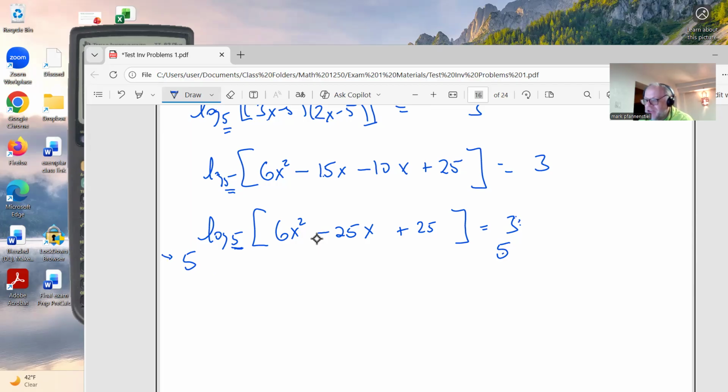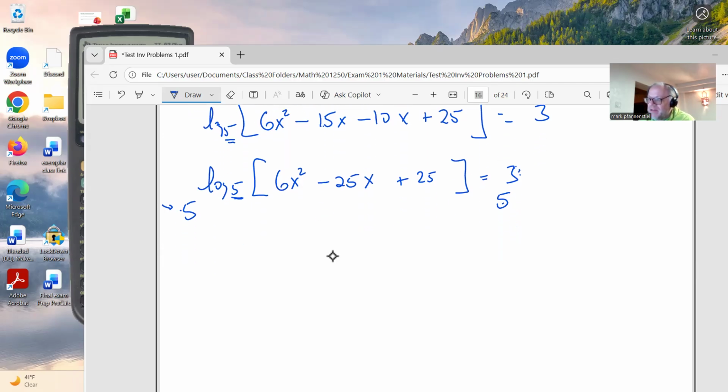Be careful on how you write it. Don't just cancel out the logs. You have to go ahead and write it so I can see what you're doing. This is what you're trying to do. So this piece pretty much cancels the logs. Remember, logs undo exponents, exponents undo logs. So we have 6x squared minus 25x plus 25, and that's equal to, this is not 5 times 3, this is 5 raised to the third power. That's 125. Okay, now we can go ahead and finish solving this thing.